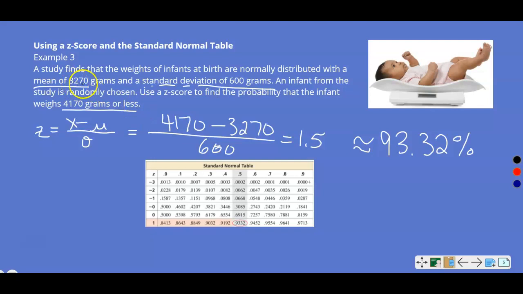All right, so I told you 3,270 grams is about 7 pounds, 2 ounces. 4,170 grams is about 9 pounds, 3 ounces. So that should make sense given that the average weight of a newborn is about 7 pounds, 2 ounces. And it should also make sense that about 93.32% of babies weigh less than 9 pounds, 3 ounces, which is equivalent to 4,170 grams or less. So that's how you use the standard normal table along with your z-score to find a probability.